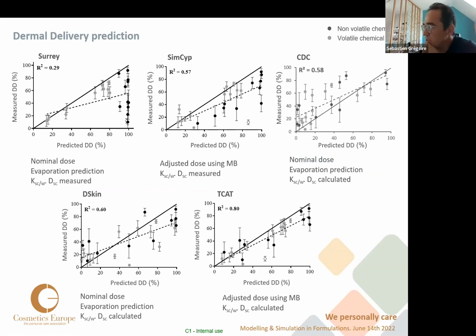So, here are the results that we obtained for the 5 different models, where we predict the dermal delivery, meaning the amount in the viable part of the skin. The gray corresponds to volatile chemicals, the black corresponds to non-volatile chemicals. And as you can see, some of the models were more or less performant, and one of the most appropriate was the TCAT model from Simulations Plus. I just specify that this evaluation was up to date. And of course, if we perform this simulation again with the new version of each model, I cannot guarantee that the result is the same.